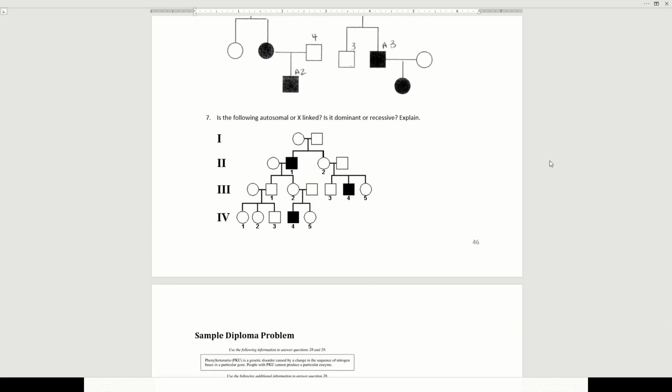And then this last one, parents don't have it, right? Which probably means, oh, but all boys are getting it. So all boys are getting it, which means it's probably sex-linked. Yeah, if all the boys are getting it. Okay, so that's the homework.